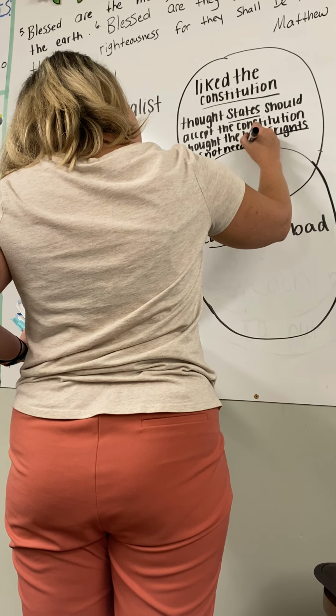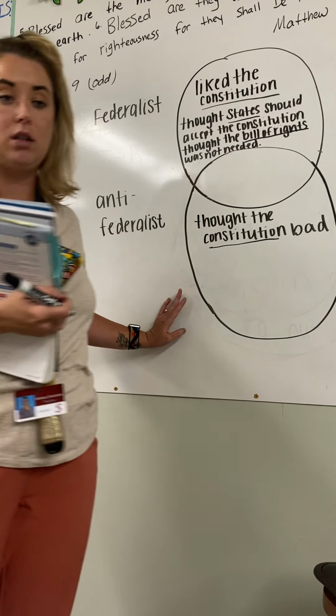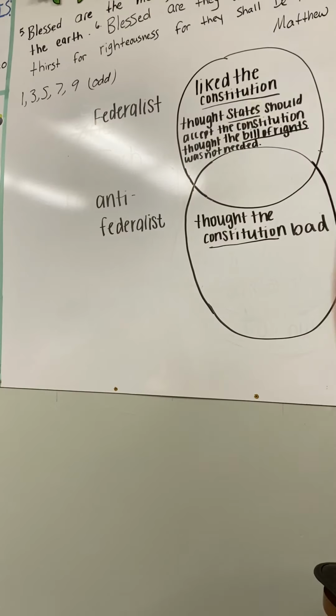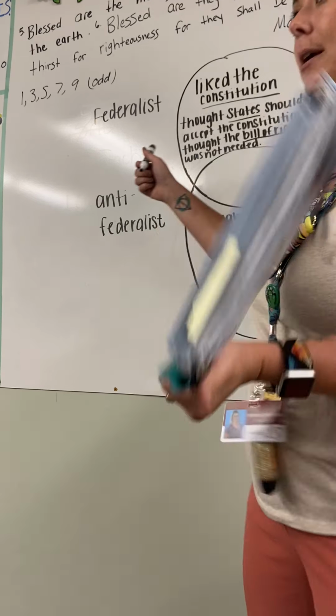Okay. Now let's hop back down to our Anti-Federalists. They wanted a what to protect their freedom? It's the same thing that the Federalists didn't think they needed. Bill of Rights.